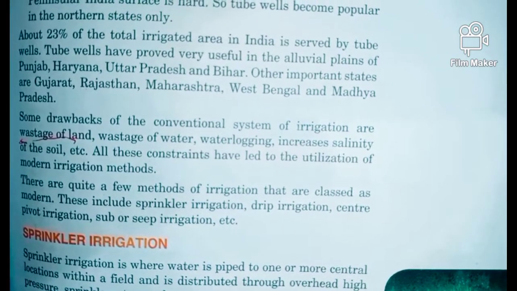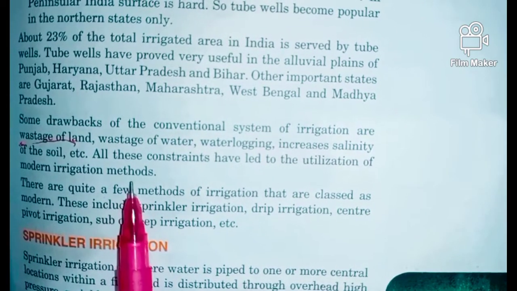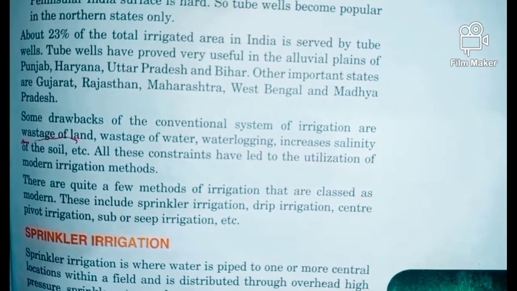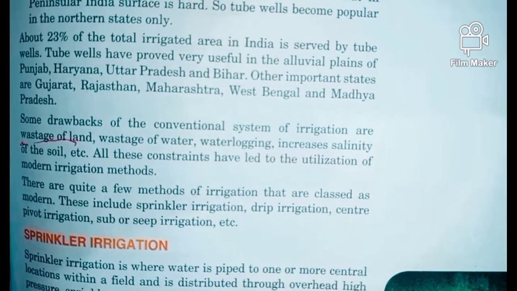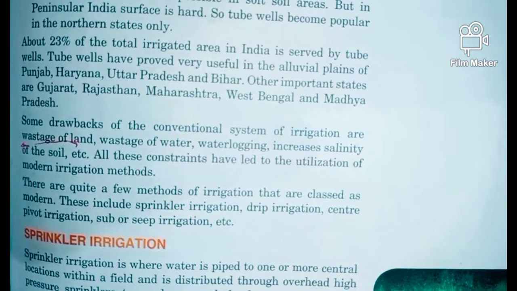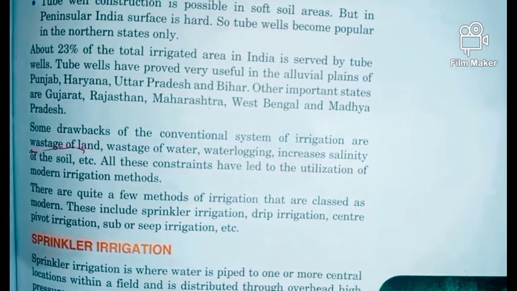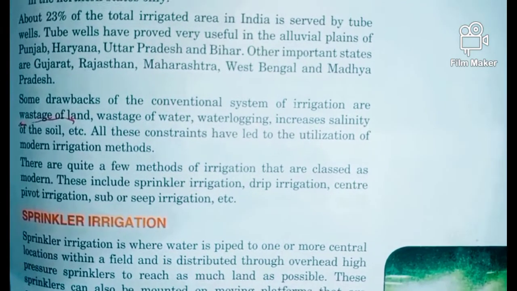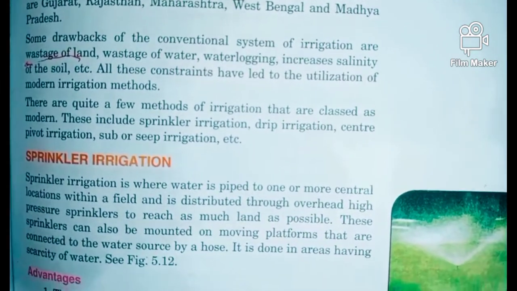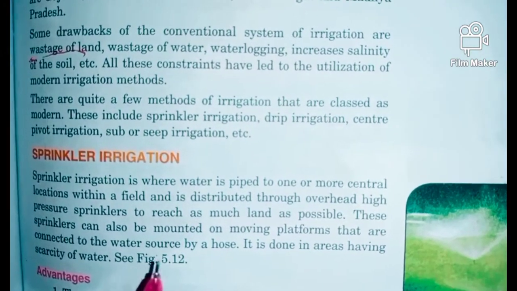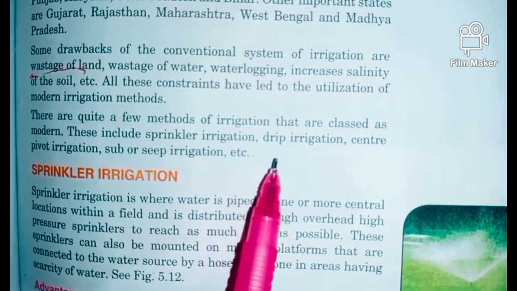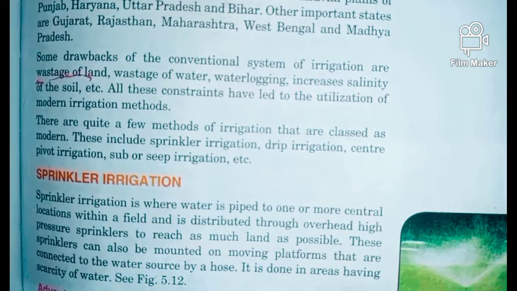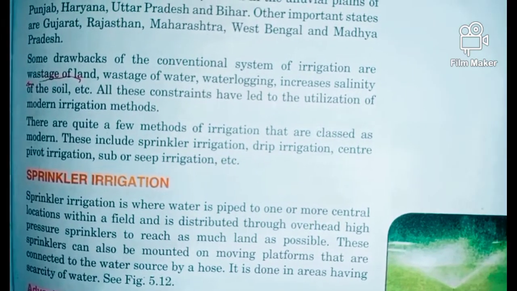So in order to cover this, new modern irrigation methods have been developed. There are a few methods which can overtake the traditional irrigation systems, and we can try to save land and save water, without the other problems generally faced by traditional irrigation. Which ones are these? The modern methods include sprinkler irrigation, drip irrigation, center pivot irrigation, and sub or sip irrigation, and we are about to discuss all of these quickly in this part.